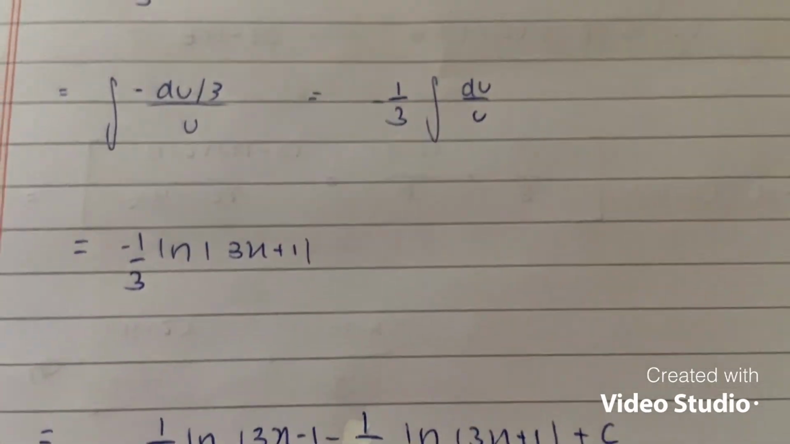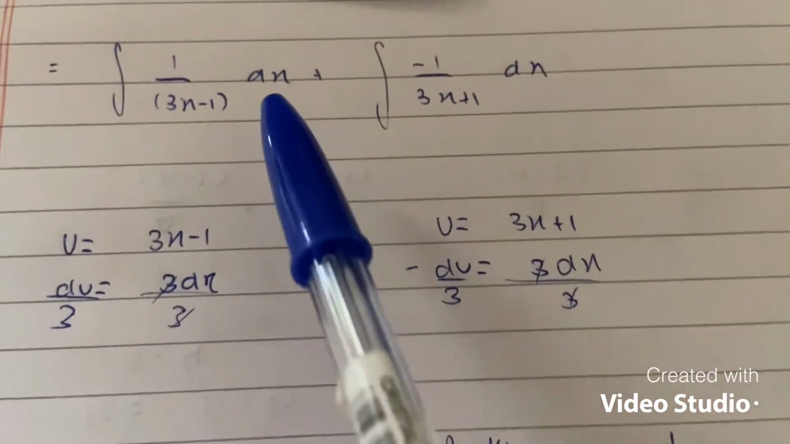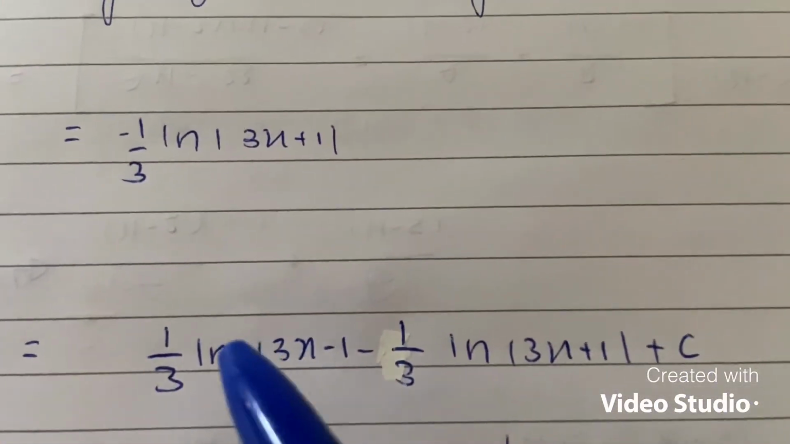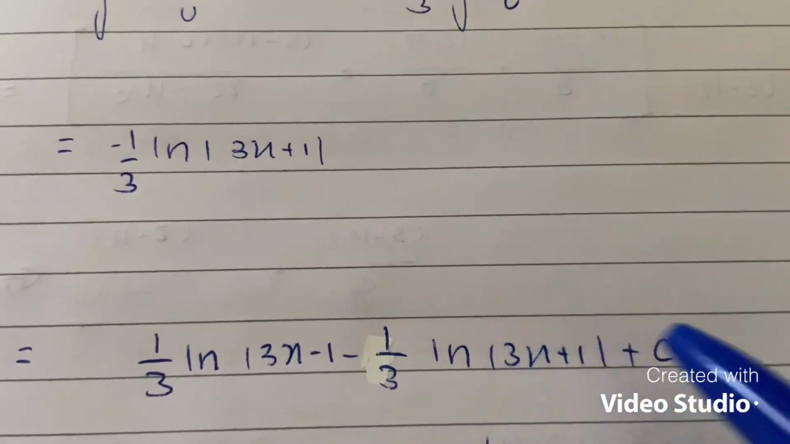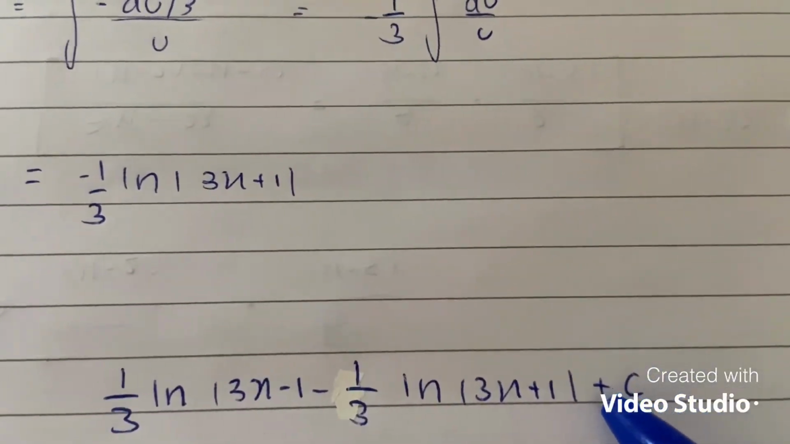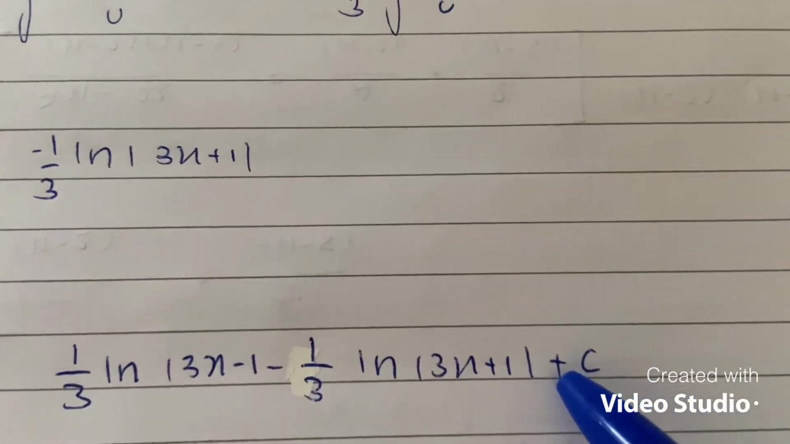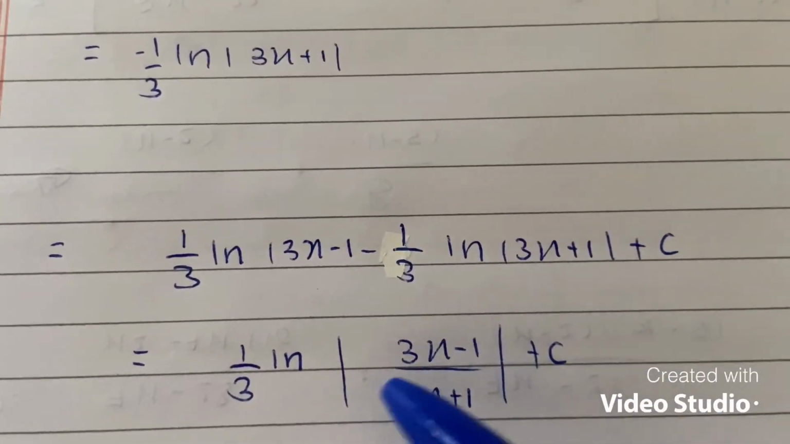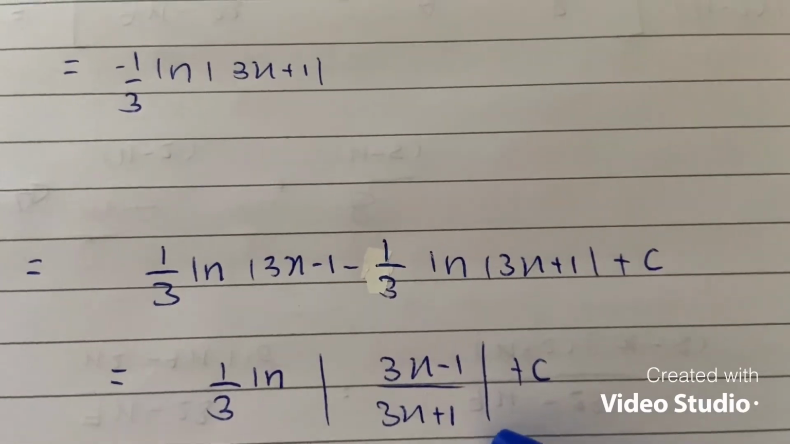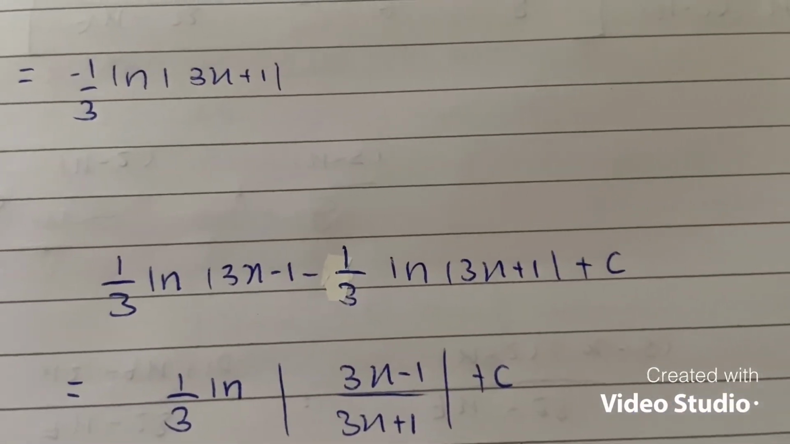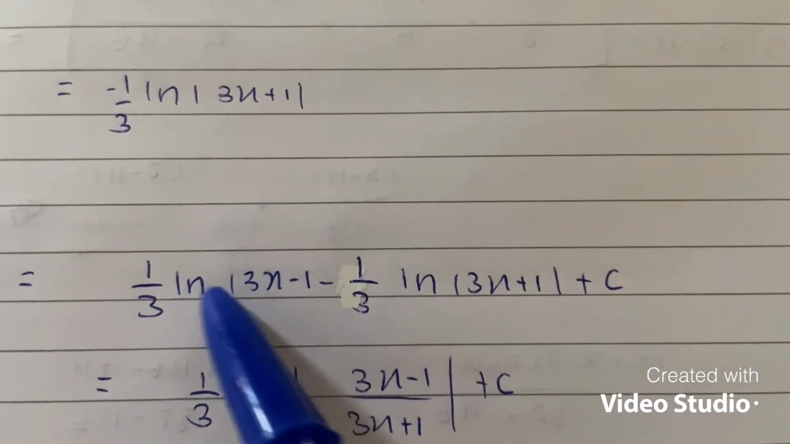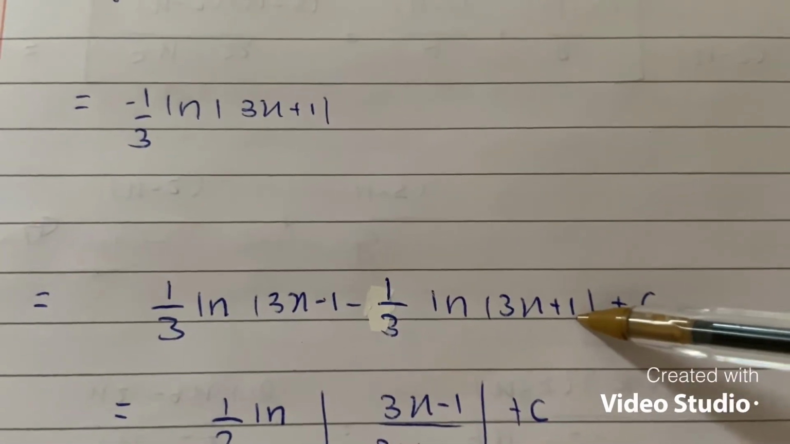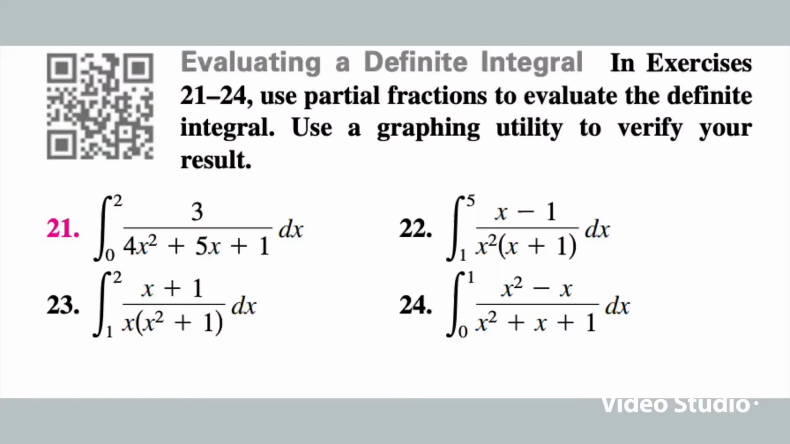Then you're going to combine the two terms because it is addition, as you can see. Once you combine the two terms, it becomes 1 over 3 ln, plus c. Don't forget the c because it's an indefinite integral. Then using the properties, this can become 3x minus 1 over 3x plus 1, because ln A minus ln B equals ln of A over B.